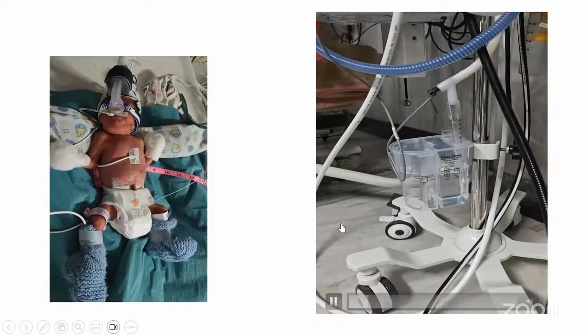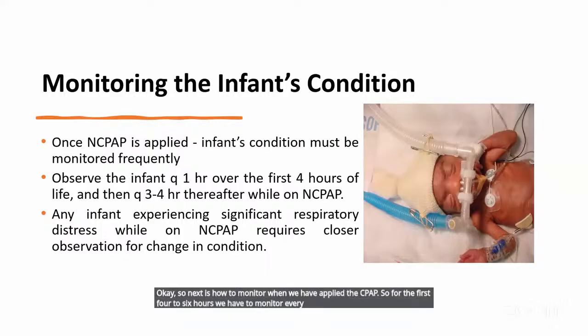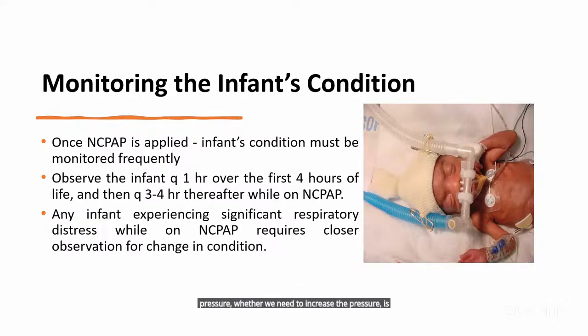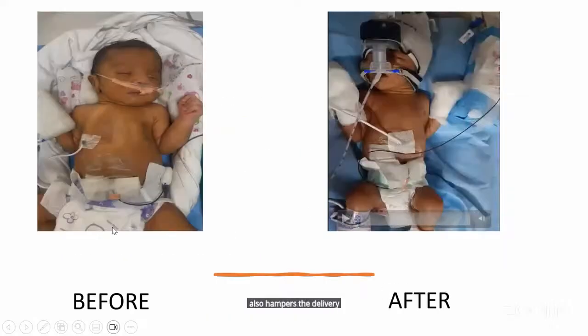Okay. So next is how to monitor when we have applied the CPAP. For the first 4 to 6 hours, we have to monitor hourly to look at the work of breathing, whether the child has settled down after applying the CPAP pressure, whether we need to increase the pressure, is there any leak which needs to be taken care of, is the mouth open, is the bubble being made or not. We have to very closely monitor if there is any nasal or oral secretion that needs to be sucked out. That also hampers the delivery of the pressure.